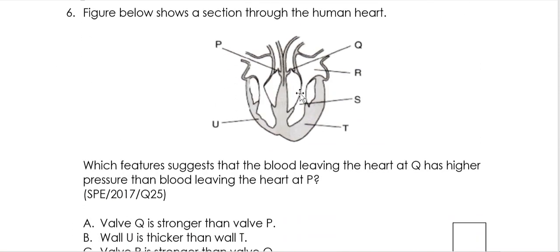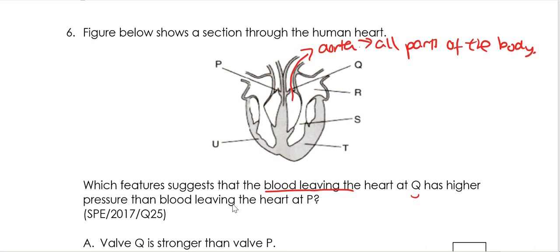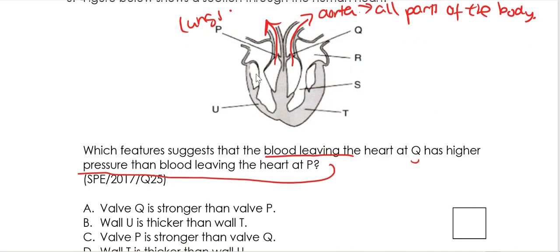The figure below shows a section through the human heart as well, which features blood leaving the heart at Q. So the blood will leave the heart through the aorta to all parts of the body. And it has higher pressure than at P. So P actually goes to the lungs. And that's the pulmonary artery. Over here is the pulmonary vein.